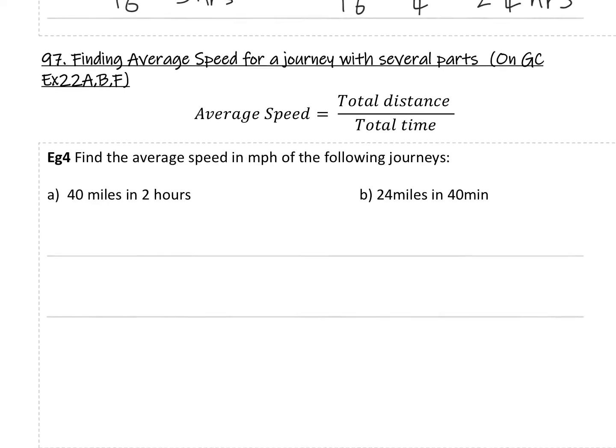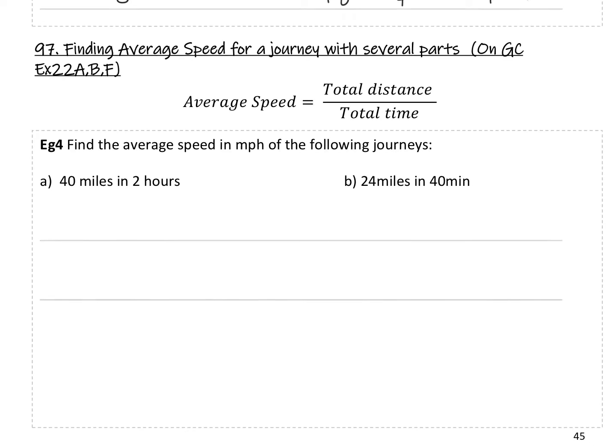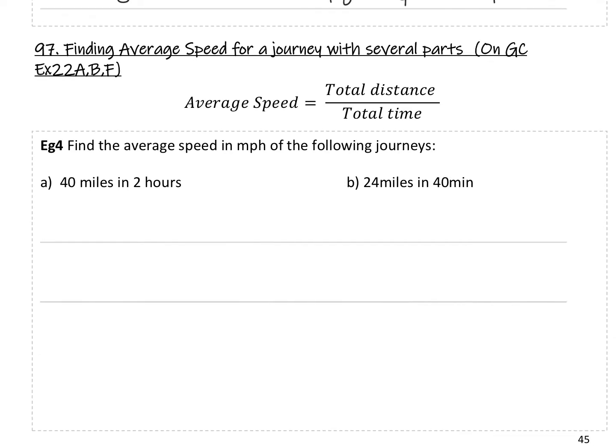Okay. Right. So before we start into this, we're just going to revisit the formula. Speed is distance divided by time. And if we're looking at a journey where maybe the speed is fluctuating, you just work out the average speed to be the total distance divided by the total time.